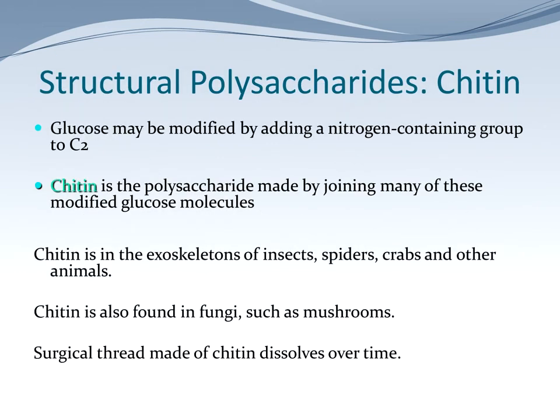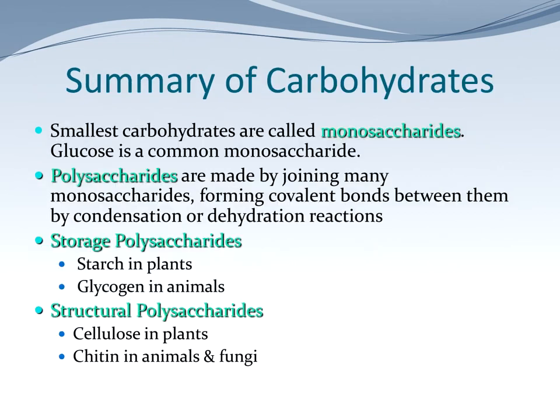Some organisms make long chains of a modified version of glucose to form a material called chitin. Chitin is a polysaccharide that is used to build the exoskeletons of animals such as insects, spiders, crabs, and shrimp. It is also found in the cell walls of fungi.